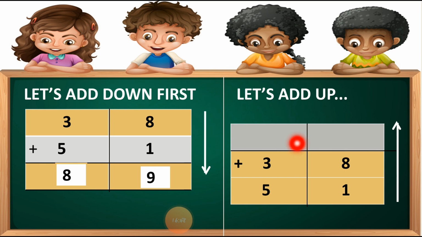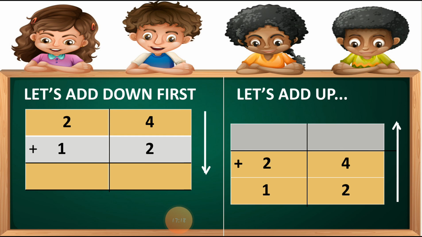So here we want the answer 89 if our sum is right. Now 1 plus 8, here we are adding up. You can see through this arrow. 1 plus 8 is equal to 9. And then the tens column, here 5 plus 3 is equal to 8. So you can check both the sides, downside is 89 and upside is also 89. So students, this our answer is right.